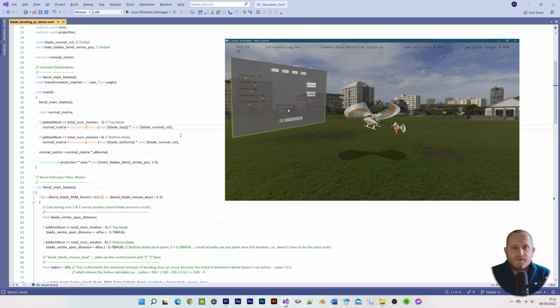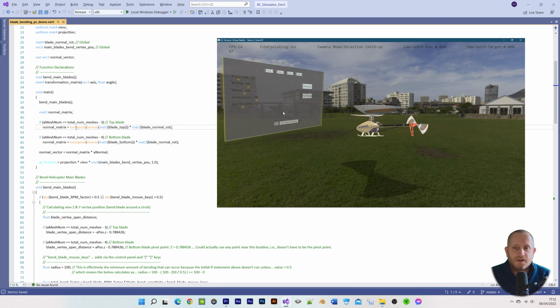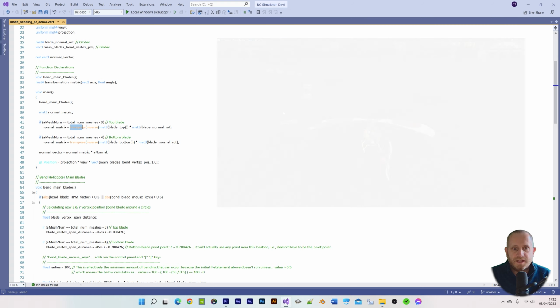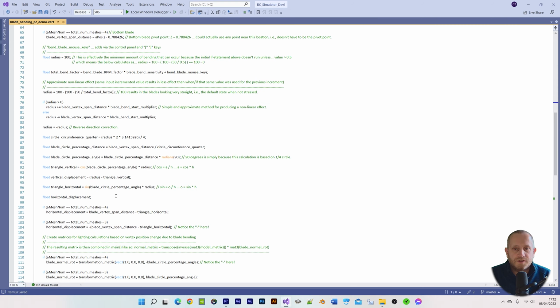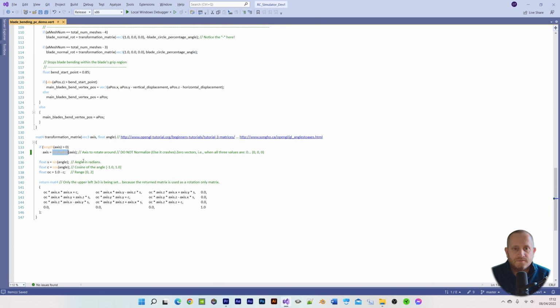It's worth noting that the GLSL shading language has various built-in functions, some of which are being used here, namely the transpose function, the inverse function, the absolute, the radians, cosine, sine, and the normalize function.